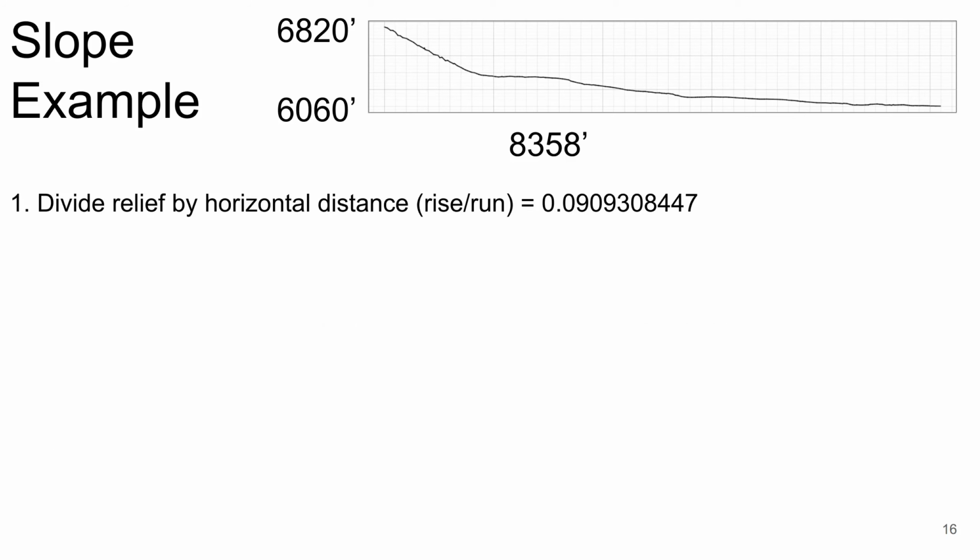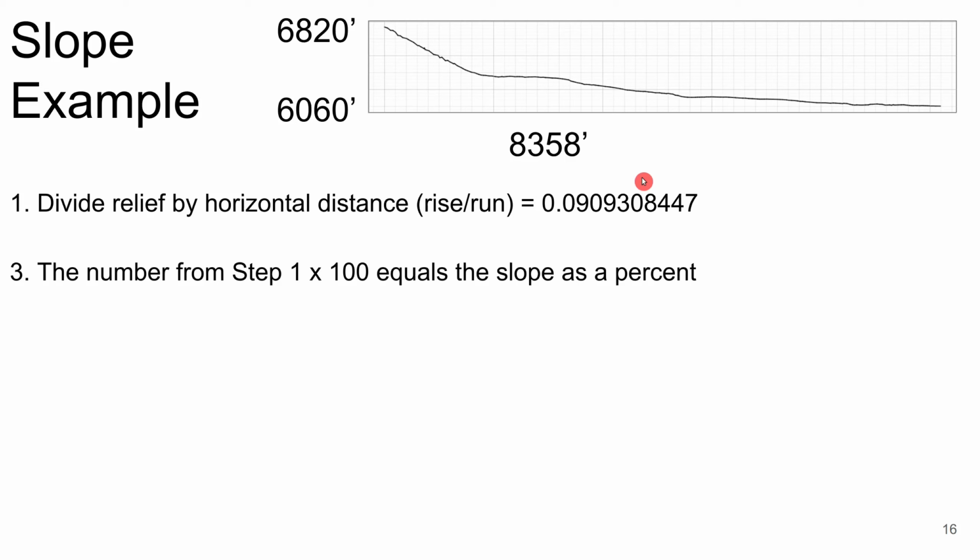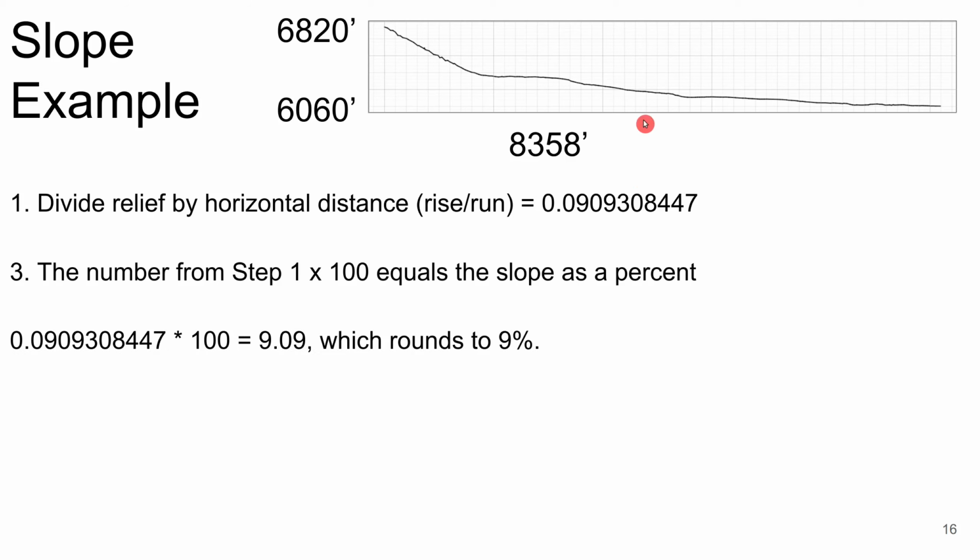So we found the slope in feet per mile, but remember, this is the raw number in your calculator. To find the slope as a percent, you just take that raw number and multiply it by 100, which gets us to 9.09, which we round to the nearest whole number, 9%. So we found the slope in feet per mile and the slope as a percent.